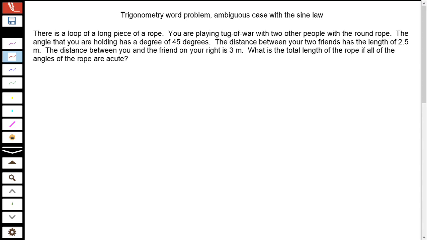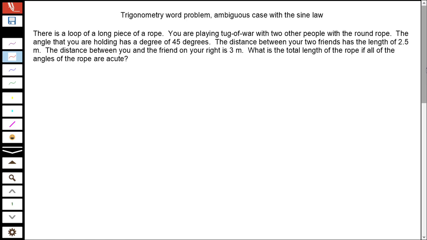The distance between 2 of your friends, so that's not you, is going to be 2.5 meters. And the distance between you and your friend on the right side is going to be 3 meters. Obviously, it doesn't matter which side, it's going to be one of your friends. The question is asking, what is the total length of the rope if all of the angles that we form with the triangle of the rope are going to be acute? So remember, acute means less than 90 degrees.